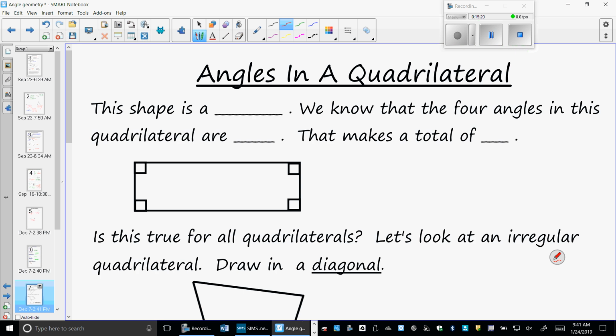Angles in a quadrilateral. What's this shape known as? Rectangle. I think I've taken this from my year 7 notes. So we know that the four angles in this quadrilateral are actually 90 degrees, which makes a total of 360.